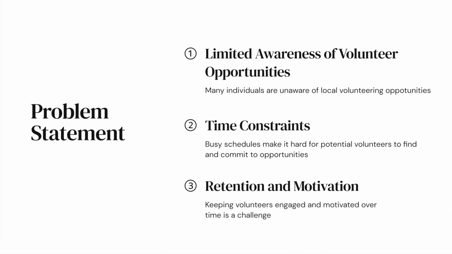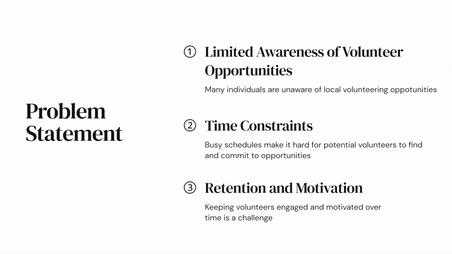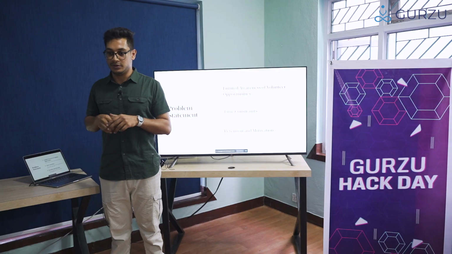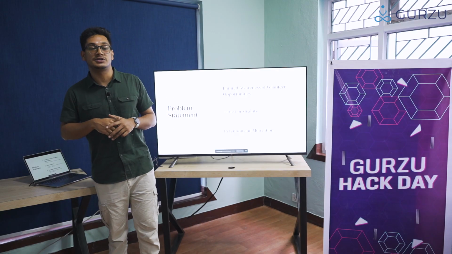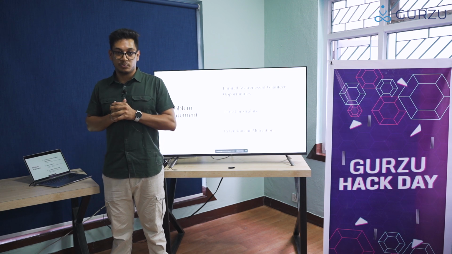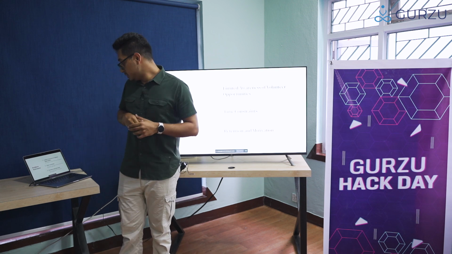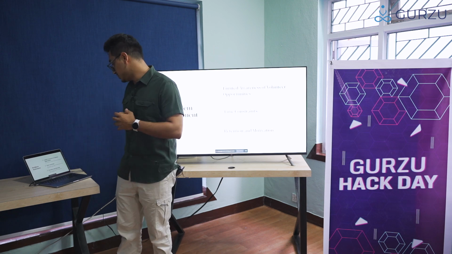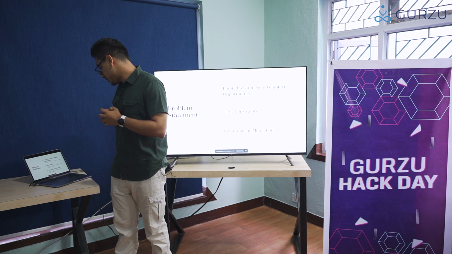The other is time constraints. People have very busy schedules. They can't just join any event that they see around. So they need more options so that they can find the right time schedule that would be feasible for them to take part in. That's something that we want to solve, and we see there's a problem in the time constraints for volunteers to take part.